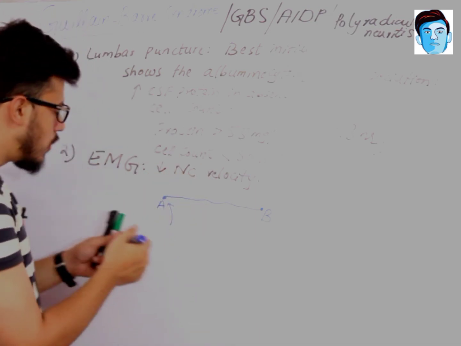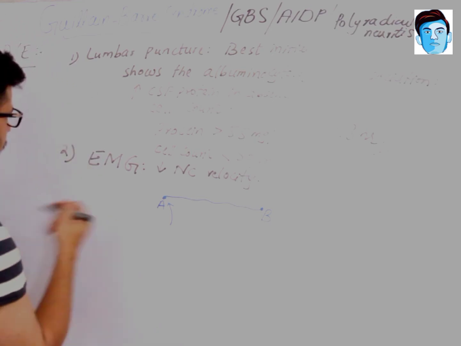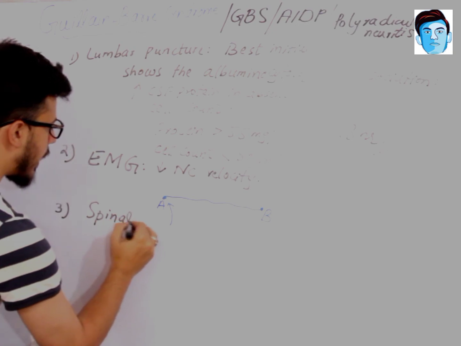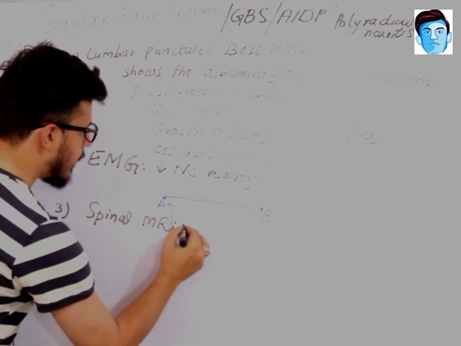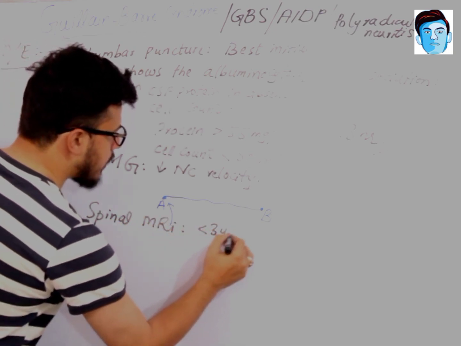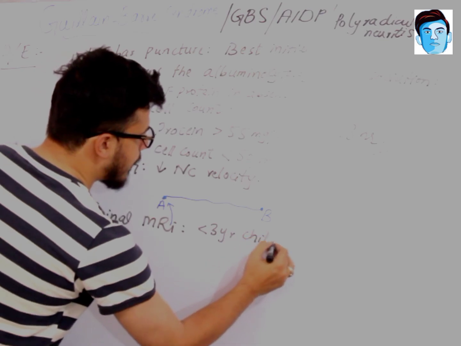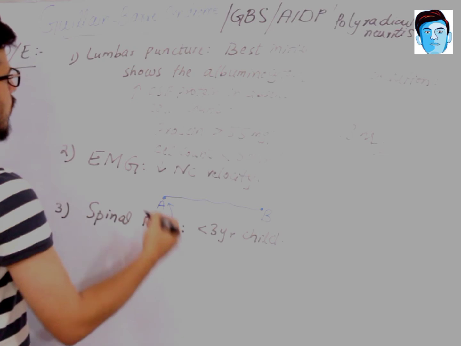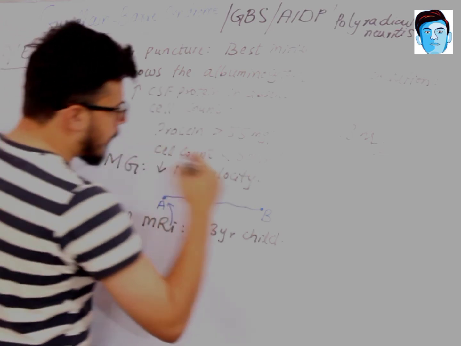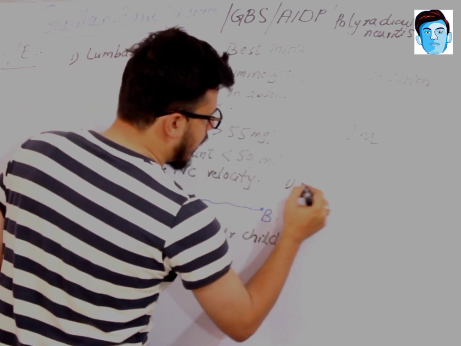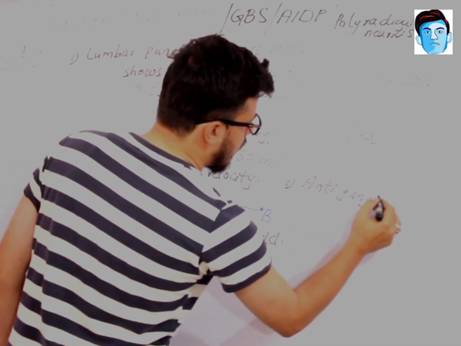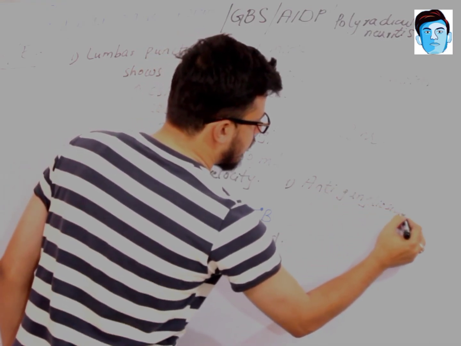Now, we can also do the spinal MRI. The spinal MRI is done in children less than 3 years to rule out a compression lesion of the spinal cord. Also, we can go for the anti-ganglioside antibody.